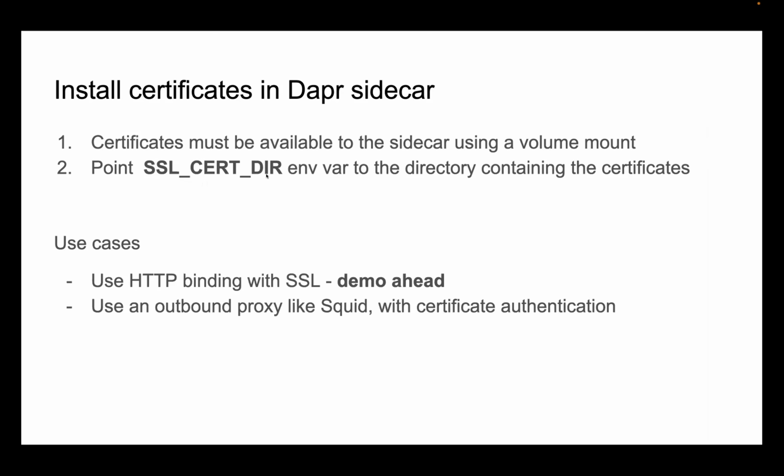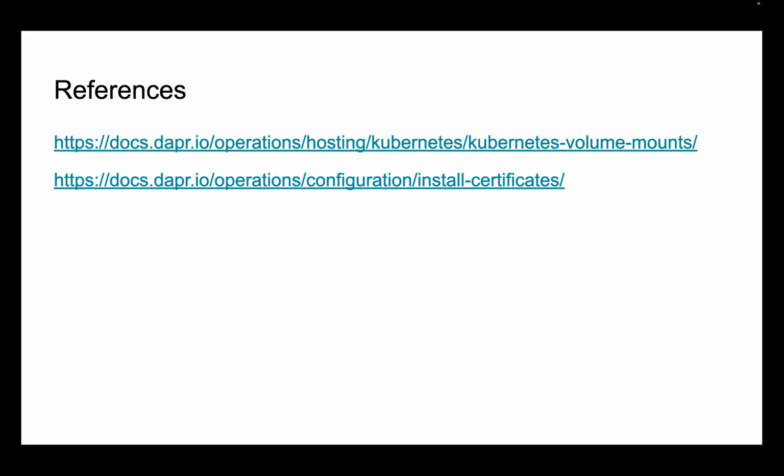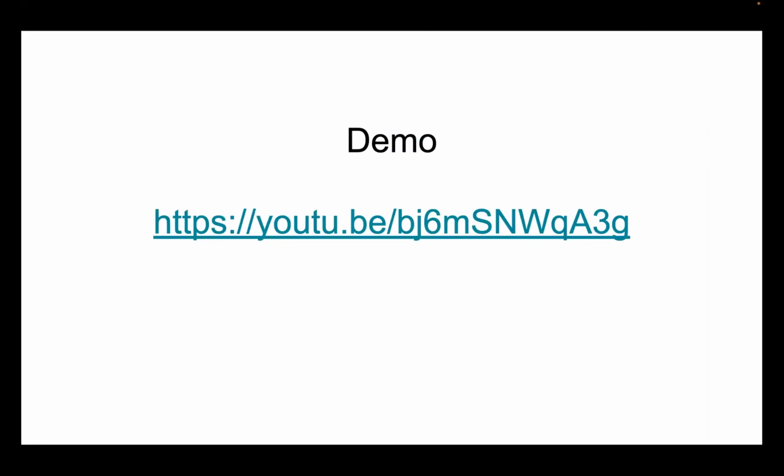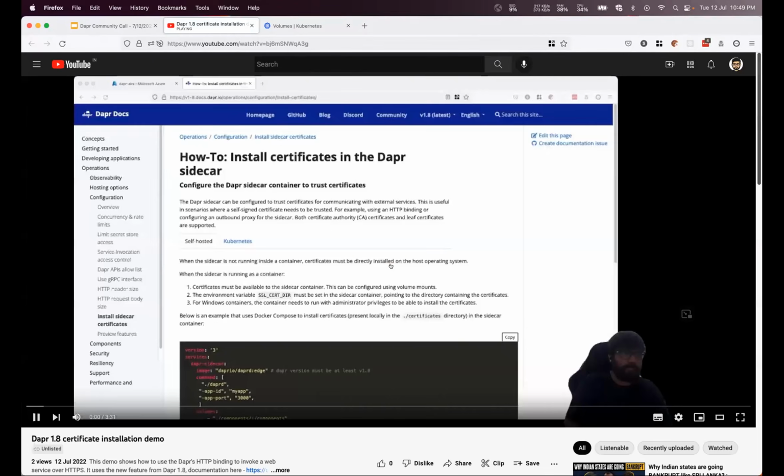And there are a bunch of use cases. For today's demo, we'll look at the HTTP binding use case. So you can now use HTTPS with the HTTP binding by installing the SSL certs on your sidecar container. I have a recording for that. I didn't want to risk it by showing it live, so we can just watch the recording. Let me know if you can hear the voice.